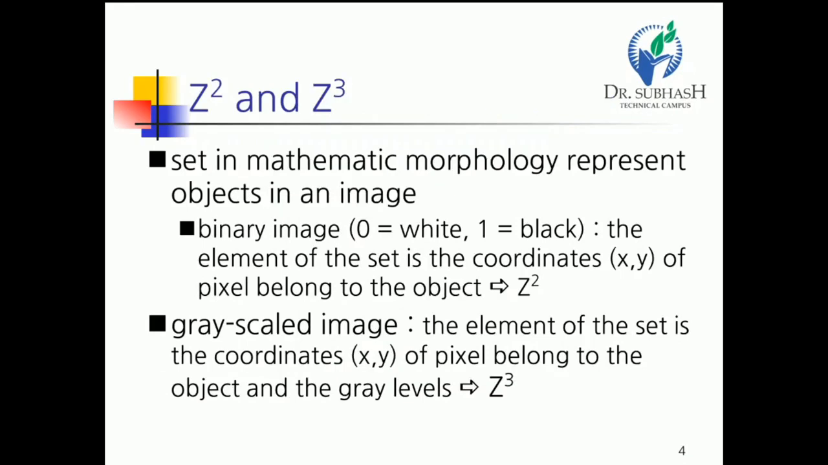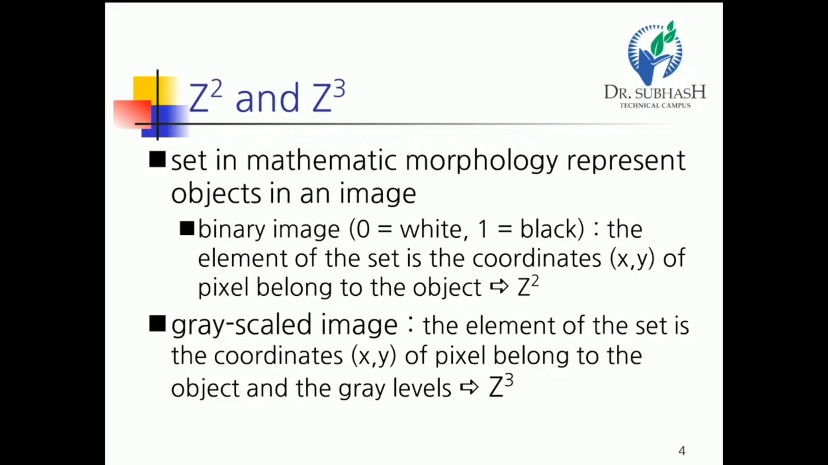So two functions can be represented, that is Z2 and Z3. The set in mathematical morphology represents the object in an image, that is the binary image. So in case of the binary, dear students, we all know about that. In case of the binary, we are getting two results, one is 0 and the second one is 1. So 0 can indicate white and 1 can indicate black.